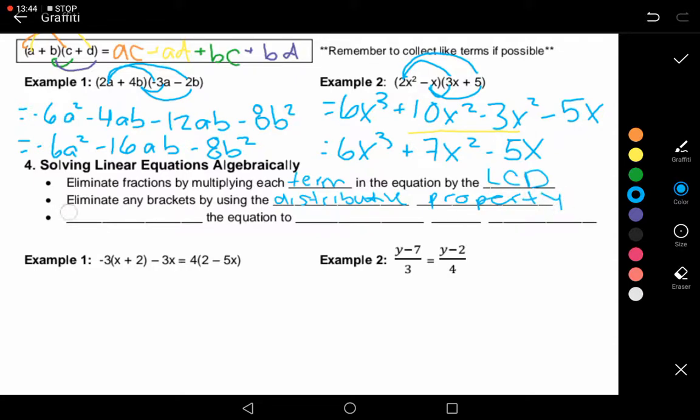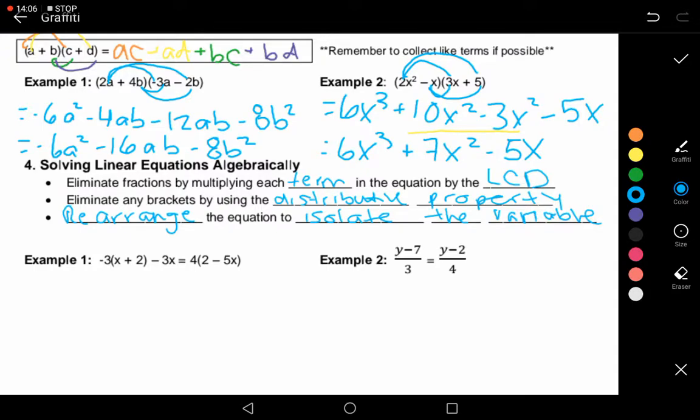Okay, and then we're going to rearrange the equation to isolate the variable. Isolate the variable. Okay, so let's do some examples then.